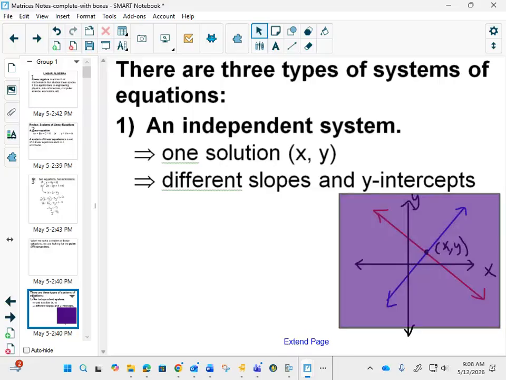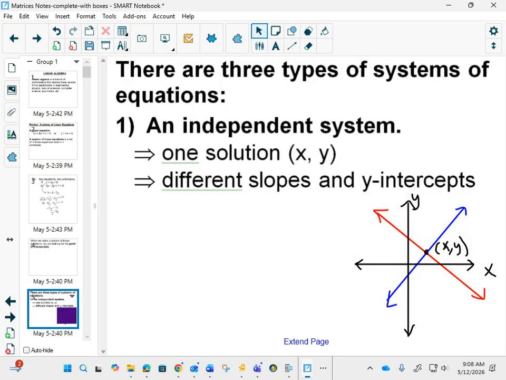So there's 3 types. You have this type with one solution. This is called an independent system. If 2 lines in 2 dimensions have different slopes, they will obviously intersect at some point somewhere. You could have the one point where they intersect happen to be the y-intercept, right? So they don't need different y-intercepts. They just need different slopes.